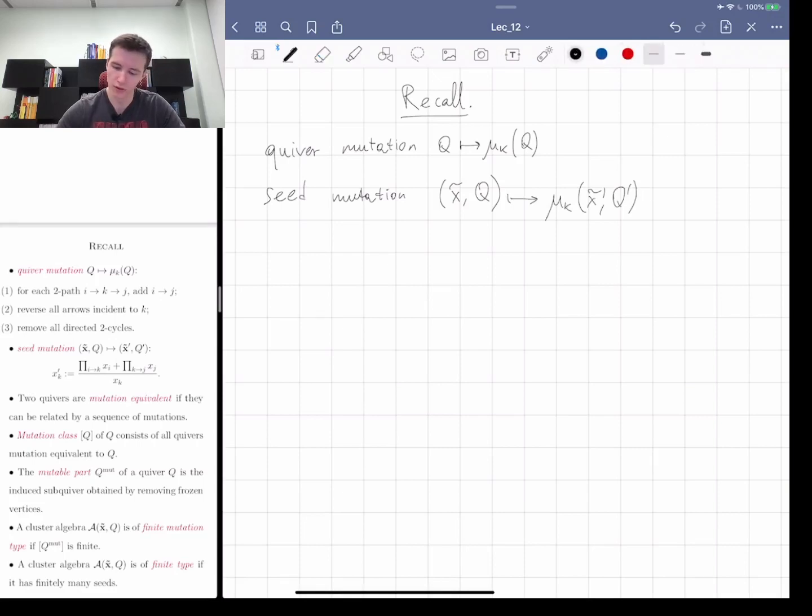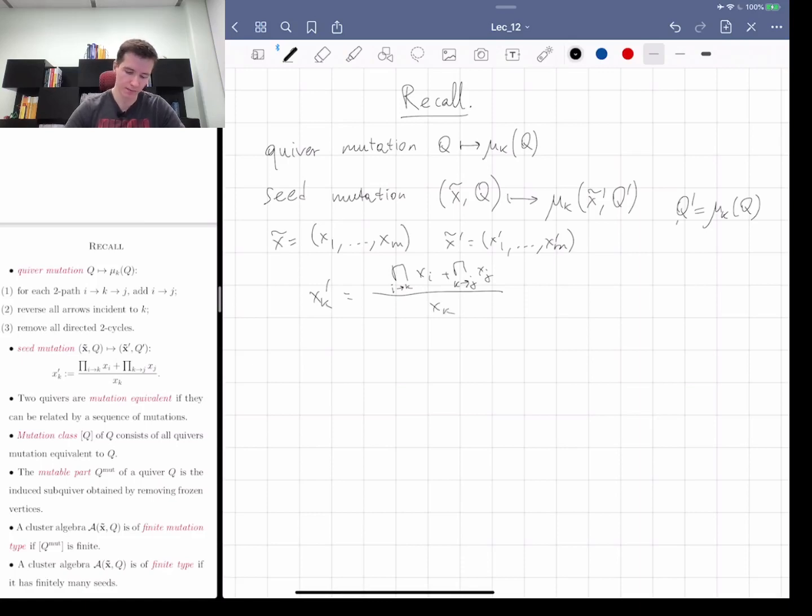Like this, and here Q prime is just mu sub k of Q, and x tilde is some labeling of my ice quiver by rational functions, and then x tilde prime is the same thing, except all of the entries stay the same except for the kth entry, which is, as usual, the product over incoming arrows plus the product over outgoing arrows, divided by x sub k.